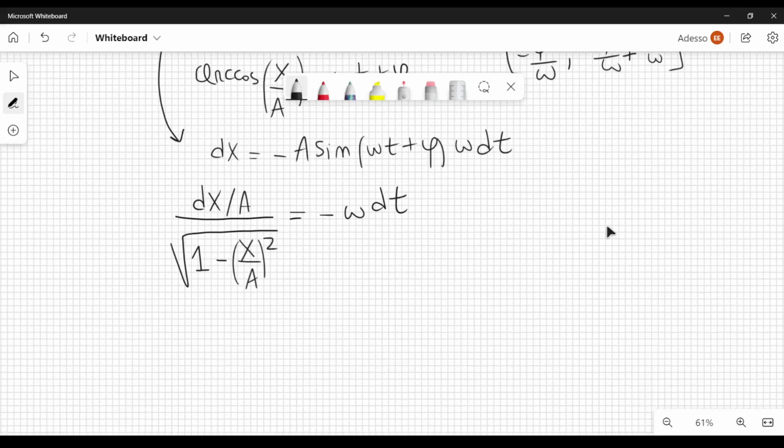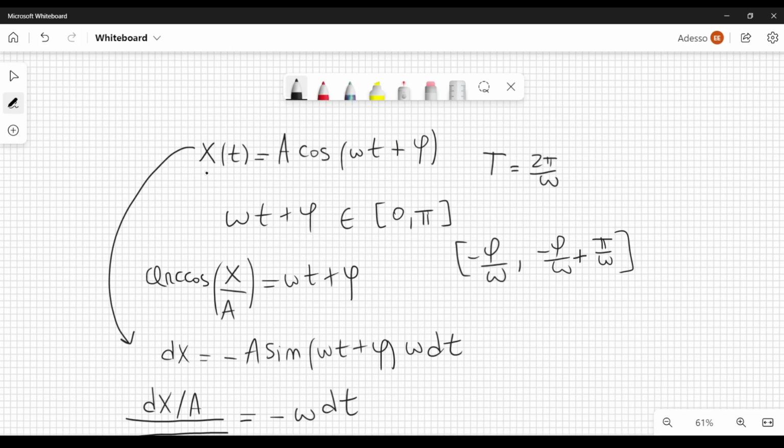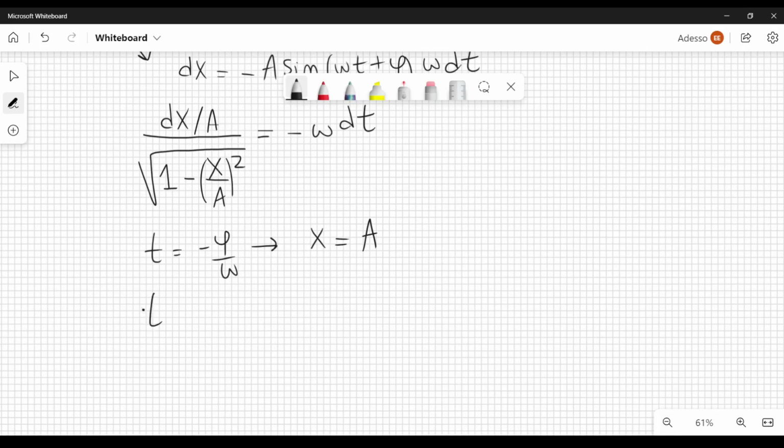Now, when t is equal to minus phi over omega, x will be equal to capital A. It's easy to check from this equation, because if t is equal to minus phi over omega, then the argument is equal to 0, the cosine will be equal to 1, and therefore x will be equal to A. Whereas if t is equal to minus phi over omega plus pi over omega, then you will get x equal to minus A.